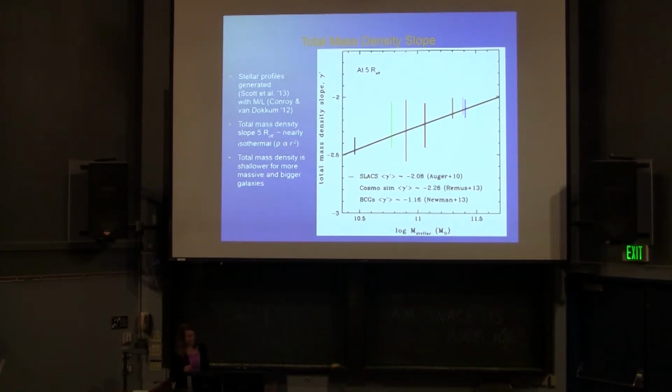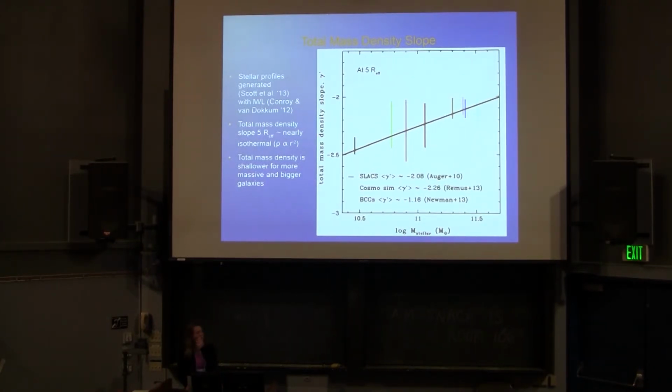The line that you see drawn through there is not a fit to our data. This is our fit to the SLACS survey data, which is 73 early type galaxies measured within 1 effective radius. And the slope of that data matches quite well with ours. So this type of universal, if you will, total mass density slope that seems to be found in all early type galaxies extends out to at least 5 effective radii.